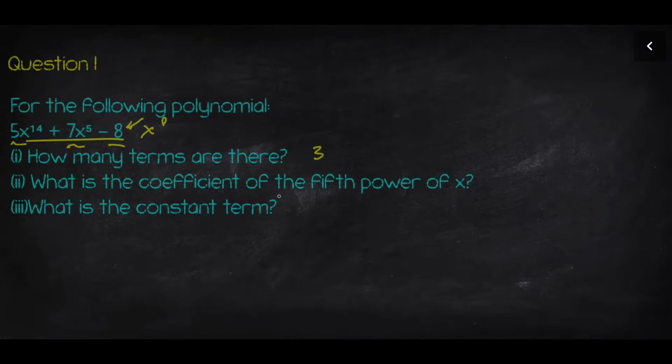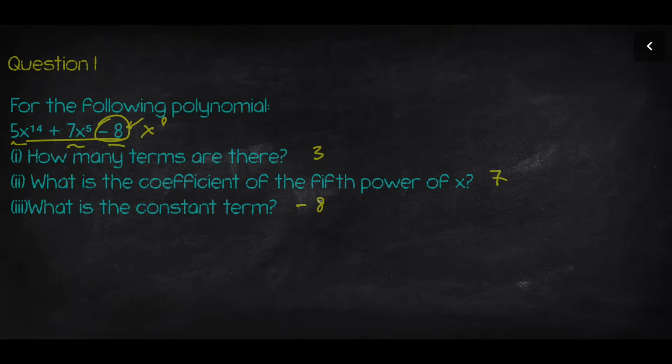So what is the coefficient of the fifth power of x? So here is the fifth power of x, this term, and that's why the coefficient is 7. What is the constant term? So as I said, the constant term means it doesn't contain x value at all. So that's basically a number. But be careful that this term contains the sign before. So the sign before always relates to the coefficient. Okay, so that's why it's -8. And that's the constant term. All right, let's get into the next one.